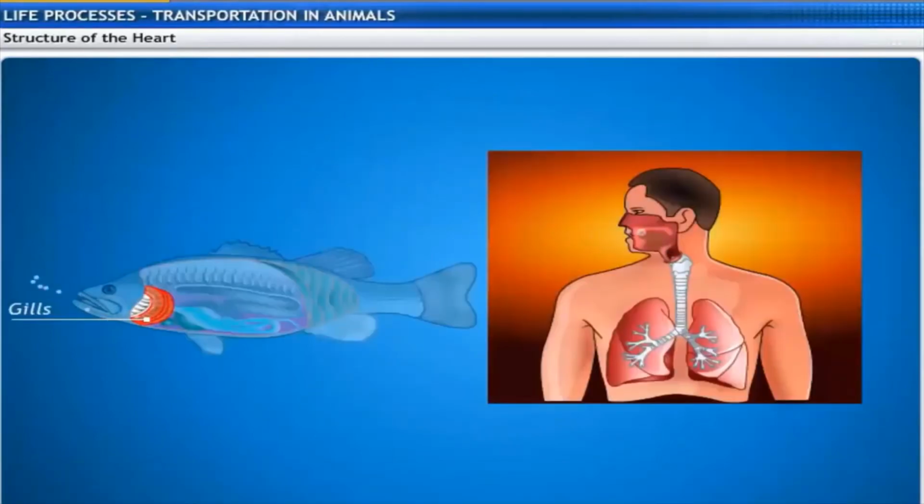Fishes are able to extract 80% of the oxygen contained in water passing over their gills. Human beings, on the other hand, can extract only about 25% of oxygen from inhaled air.